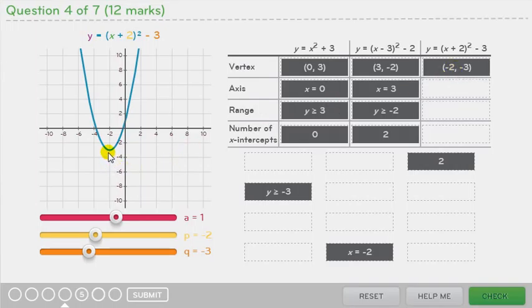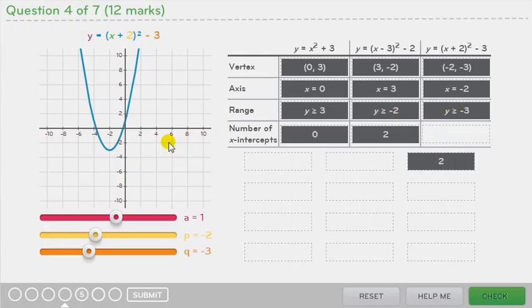Its axis of symmetry occurs right here at x equals negative 2. Its range is that y must be greater than or equal to that lowest possible point at negative 3. And once again, we can see that because it's below the x-axis, opening upwards, it crosses the x-axis twice. So it has 2 x-intercepts.